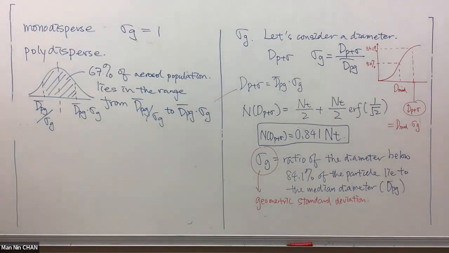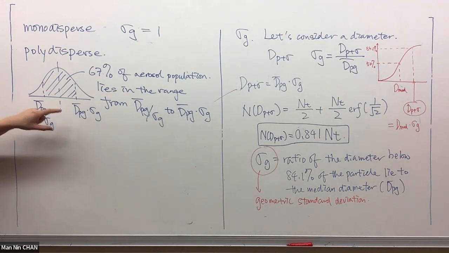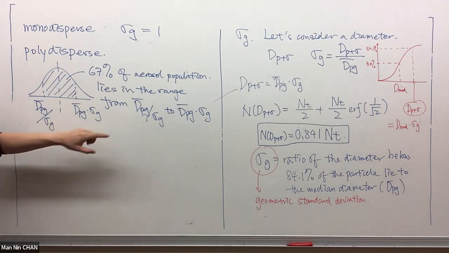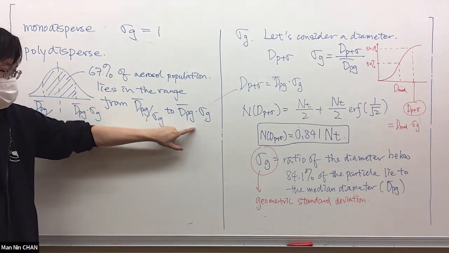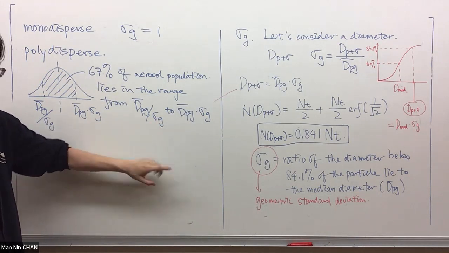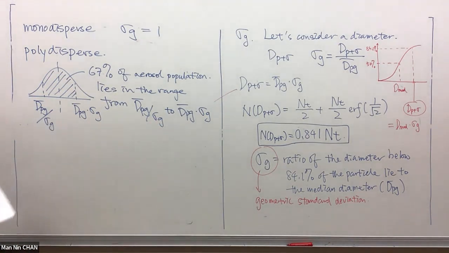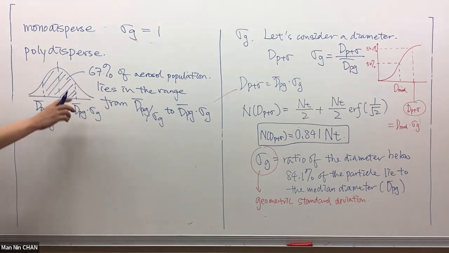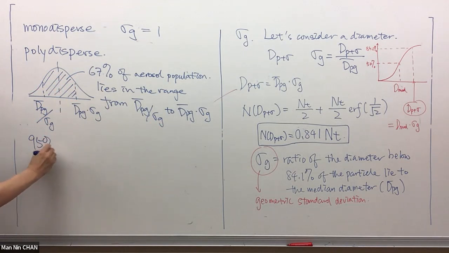This is what we say if you're interested in looking at about 67%. Remember, usually when we say plus or minus some variation or standard deviation, here we are not saying plus or minus. Now you just need to multiply or divide by your sigma g, or your geometric standard deviation.